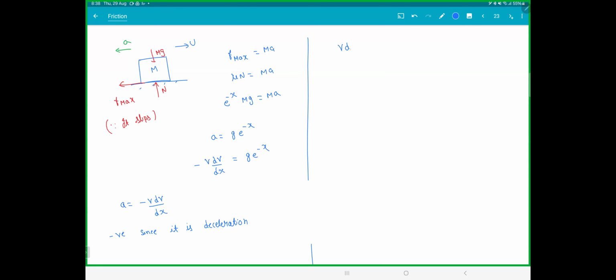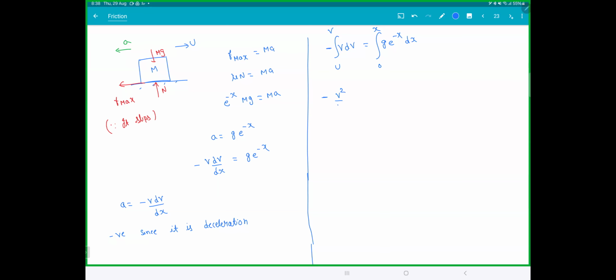Then minus v dv is equal to g into e power minus x dx. Integrate on both sides. Calculus. You had NLM, you have friction, you have kinematics, you have calculus. Initially, x is 0. Initially, your speed is u. Eventually, where you want to go. Let the velocity be v and x. I'll just try to solve with that.